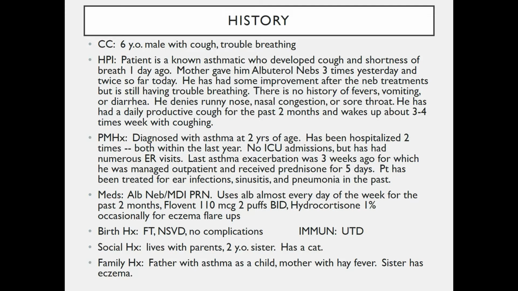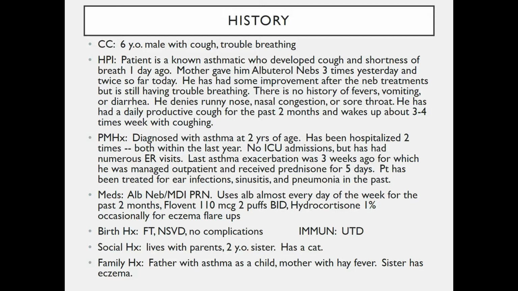The patient is a known asthmatic who developed cough and shortness of breath 1 day ago. The mother gave him albuterol nebulizer treatments 3 times yesterday and twice so far today. He has had some improvement after the neb treatments, but is still having trouble breathing. There is no history of fevers, vomiting, or diarrhea. He denies runny nose, nasal congestion, or sore throat.